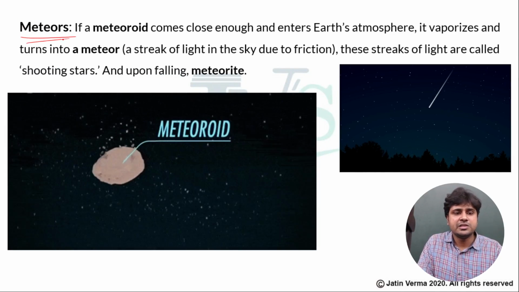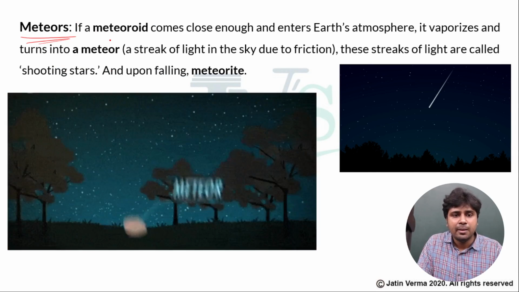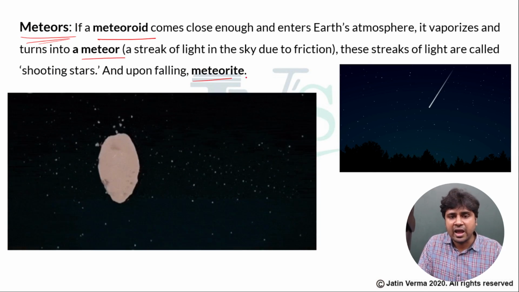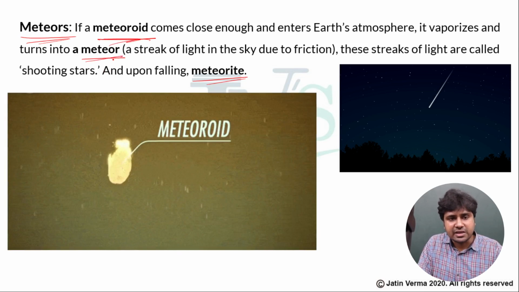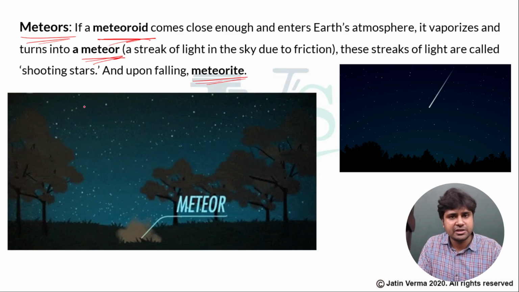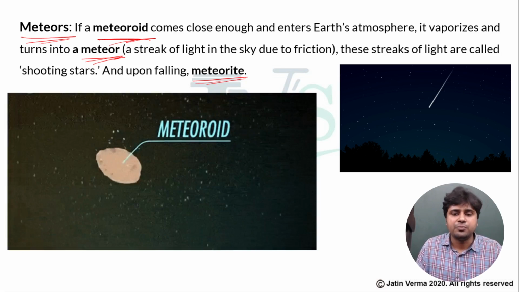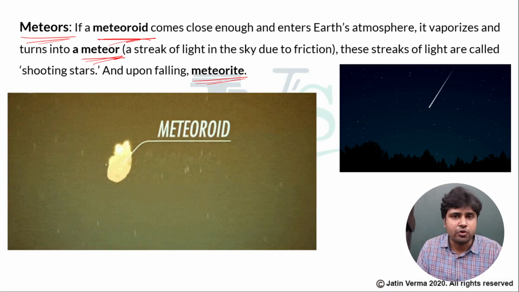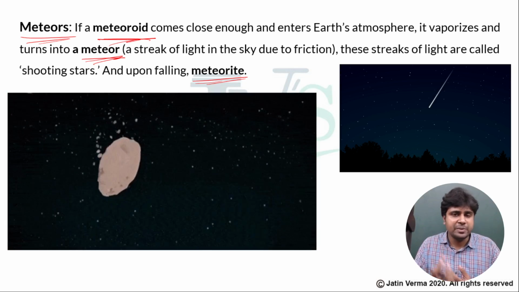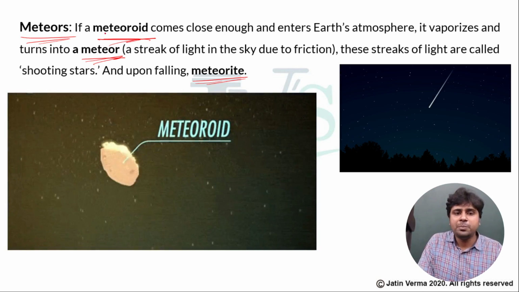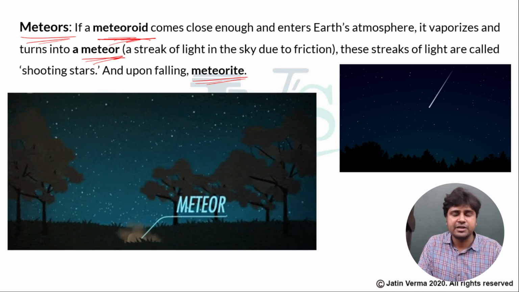Now, let us discuss meteors. Here we'll discuss three terms: meteoroid, meteor, and meteorite. First is meteoroid, second is meteor, and third is meteorite. Let me explain the difference between these three terms. Sometimes two asteroids will collide with each other, which will lead to a breakup. Small pieces will be formed. Those small pieces are called meteoroids. Clear? I hope you're understanding.